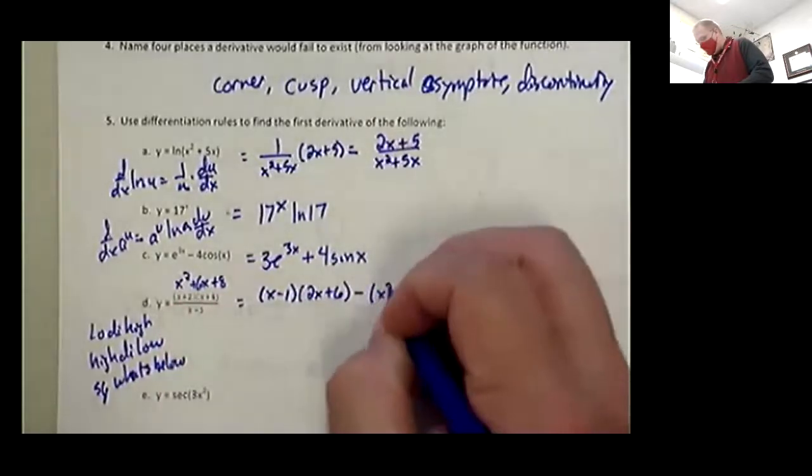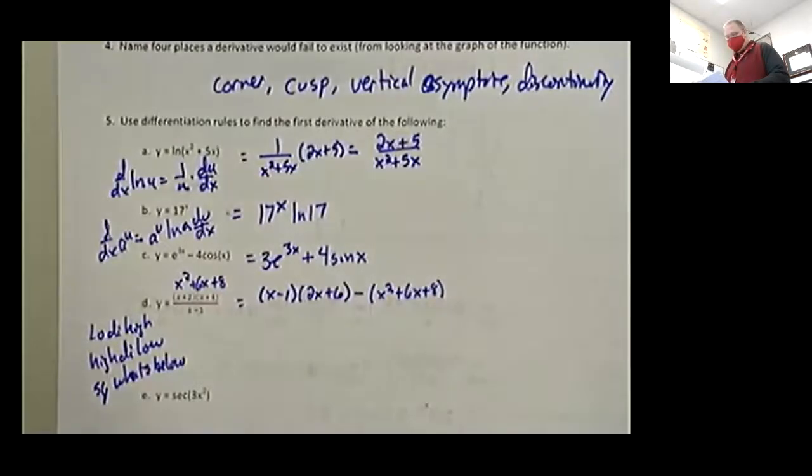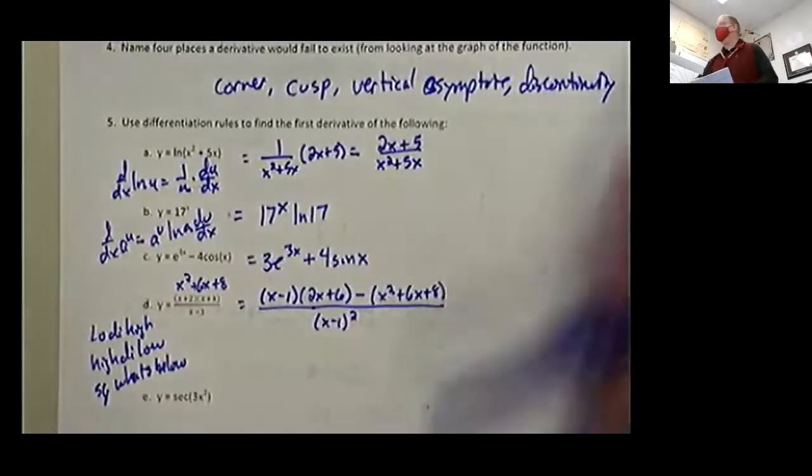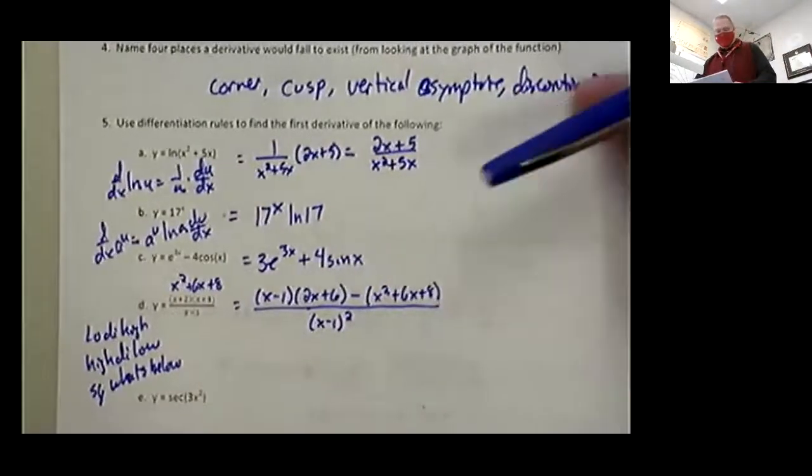Minus the high. Well, the high is going to be that whole polynomial, x squared plus 6x plus 8, times the derivative of the low. Well, the derivative of x is 1. The derivative of -1 is 0. So that's times 1, which is just what it is, all over the square of what's below, which is x minus 1 squared. And for our purposes, you don't have to simplify that. I just need to know that you know the quotient rule. Questions?